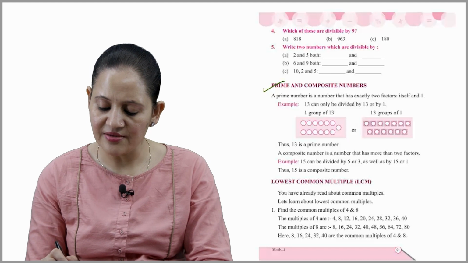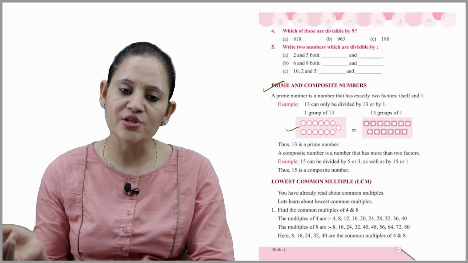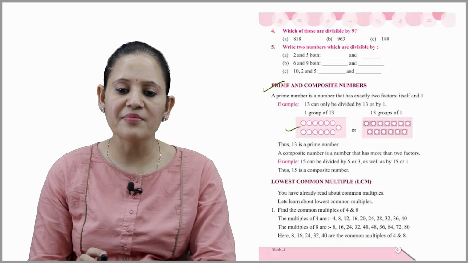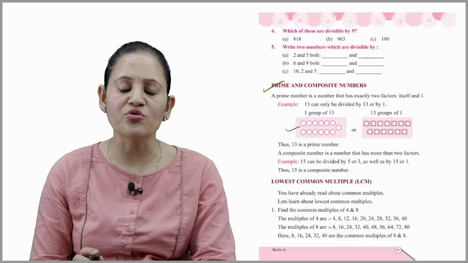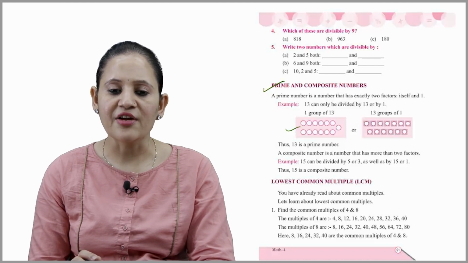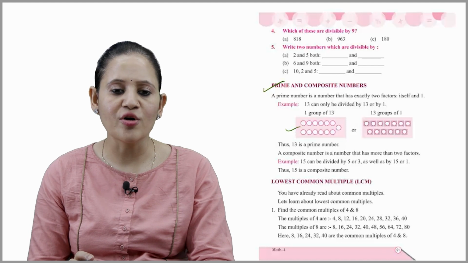1 group of 13 and 13 group of 1. 1 के 13 group हो सकते हैं या 1 group of 13. Thus 13 is a prime number. The composite numbers are the numbers that have more than 2 factors. किसी भी number के more than 2 factor है, that is called composite number. Like 15 can be divided by 5 and 3 as well as by 15 and 1. Thus 15 is a composite number.